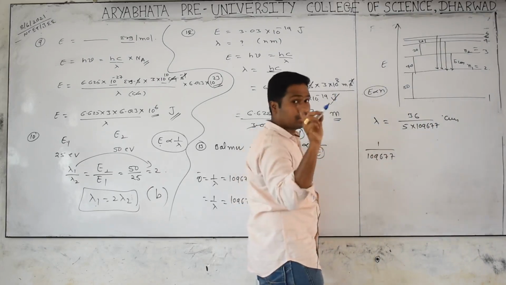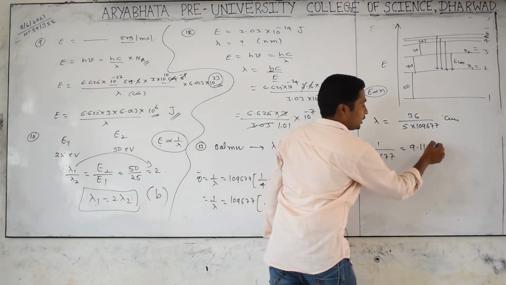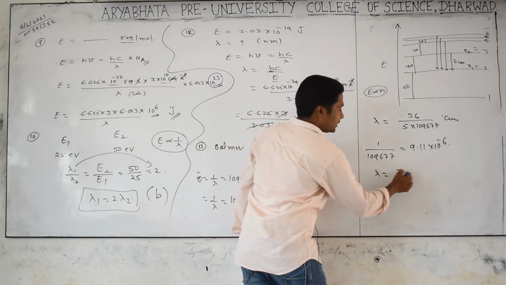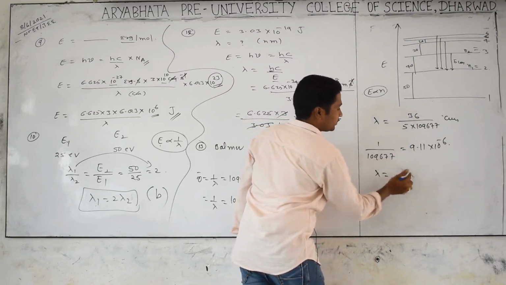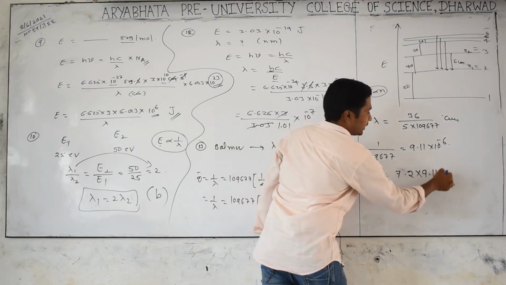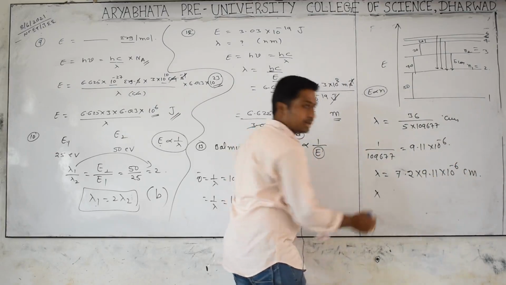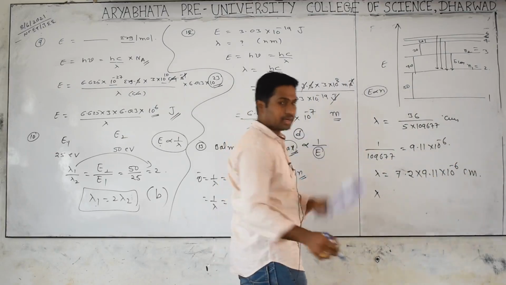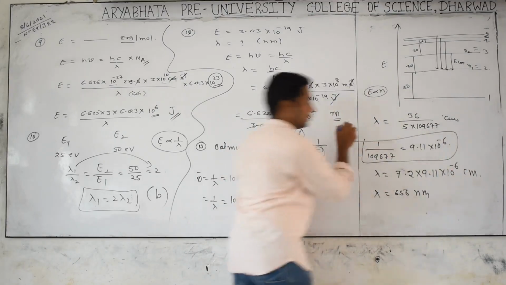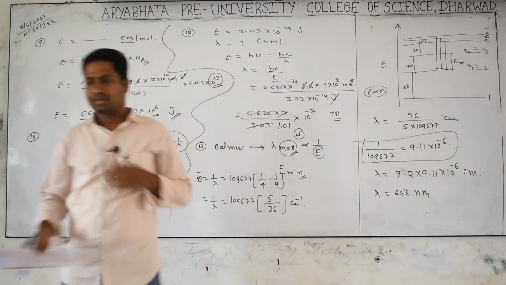Remember this value, 1 by 109,677. In competitive examinations they won't allow a calculator. That's why remember 9.11 into 10 to the power of minus 6. Then substitute 36 by 5, which is 7.2, into 9.11 into 10 to the power of minus 6 centimeters. You simplify, and I think the second option you are getting, 656 nanometers. This value has to be remembered: 9.11 into 10 to the power of minus 6. Okay, yes, thank you. We'll see the remaining tomorrow.